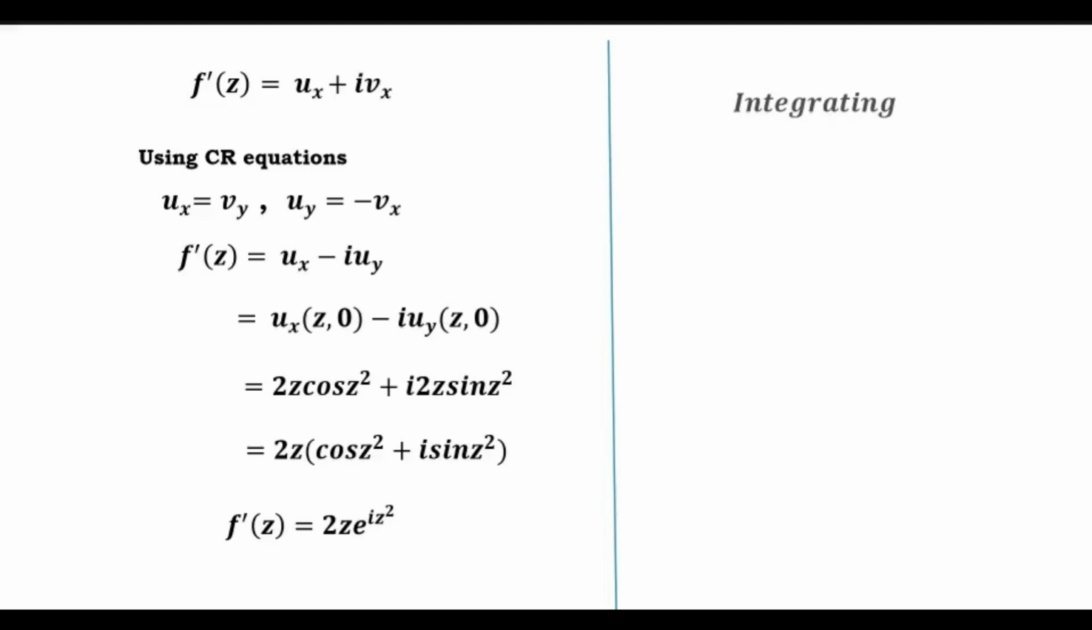Now we have to integrate this. Integration of 2z e raised to i z square. Tell me, how will we integrate this function? Which method is better in evaluating this integral? जिससे हमें easily आंसर आ जाना चाहिए इसका. So just let me know which method we can apply to evaluate this integral.